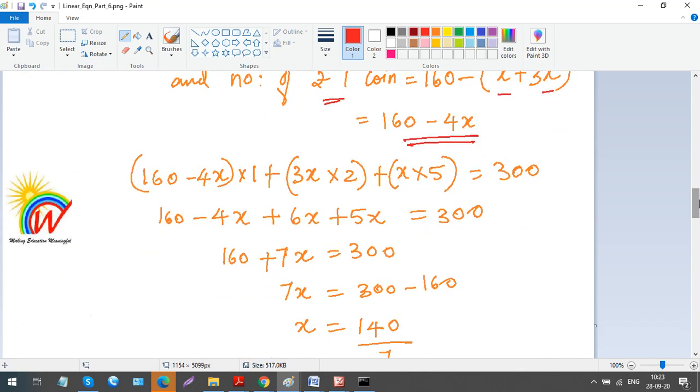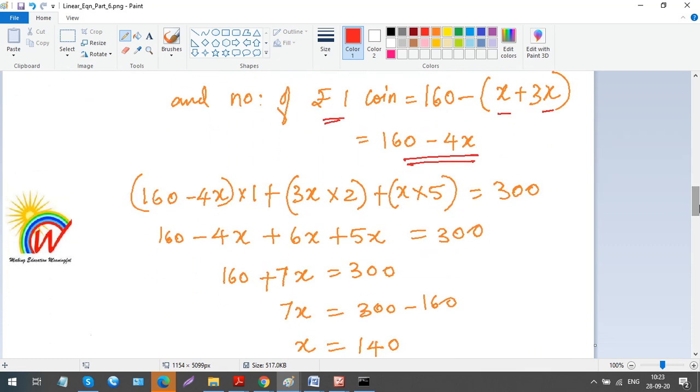They are also saying that adding up all these gives you rupees 300, right? So 160 minus 4x is the number of 1 rupee coins, and that multiplied by 1 is going to give you the amount, whatever value you have got from 1 rupee coins. Now there are 3x 2 rupee coins, so the money from the 2 rupee coins is 3x into 2, right? And x into 5 is going to give you the total amount of money from the 5 rupee coins, correct? So did you understand this?